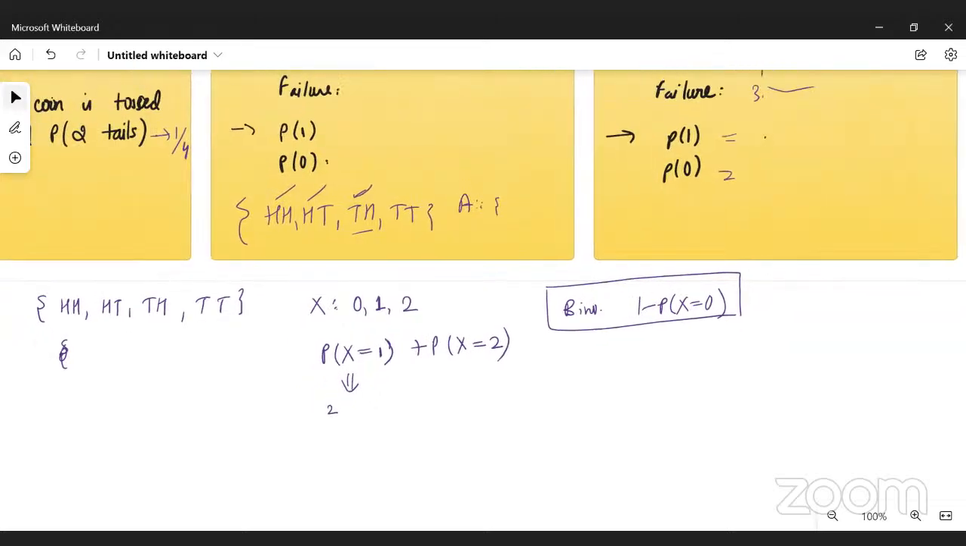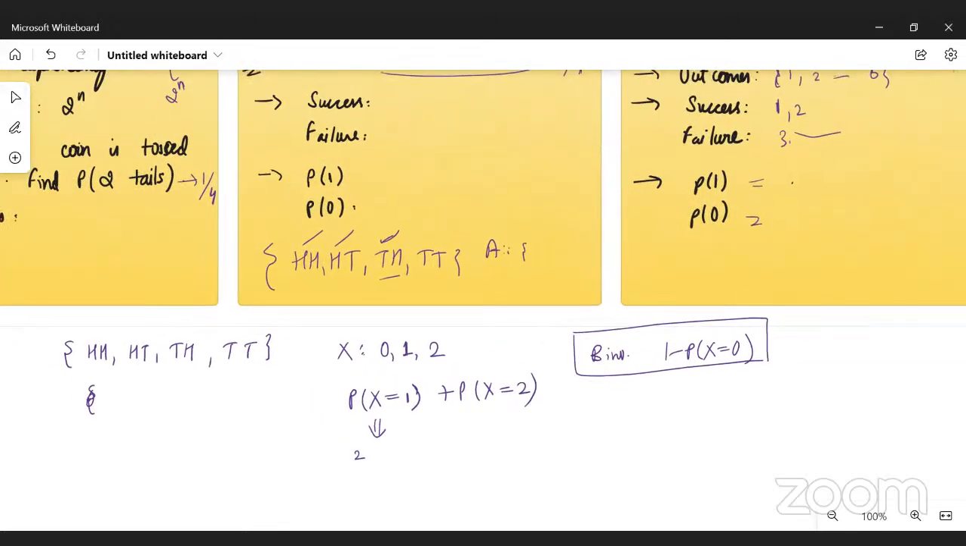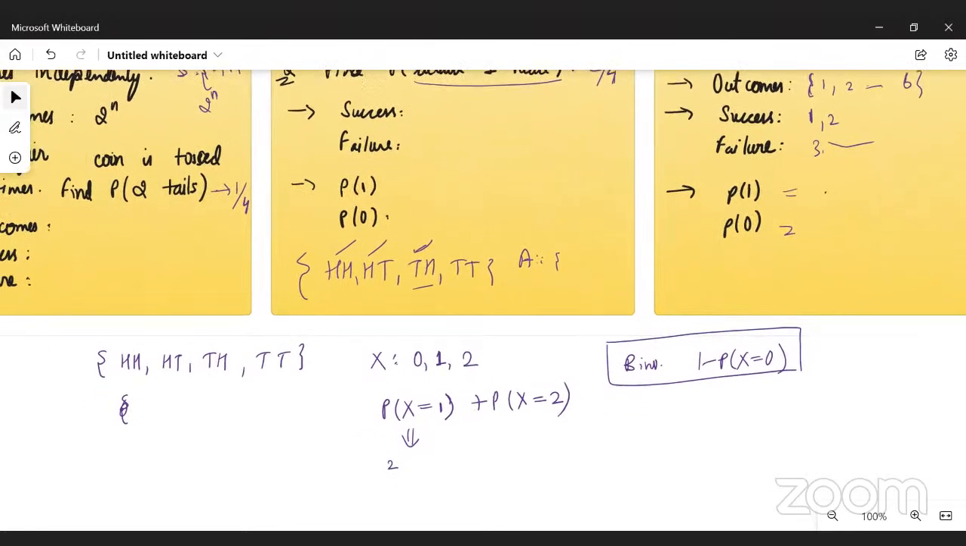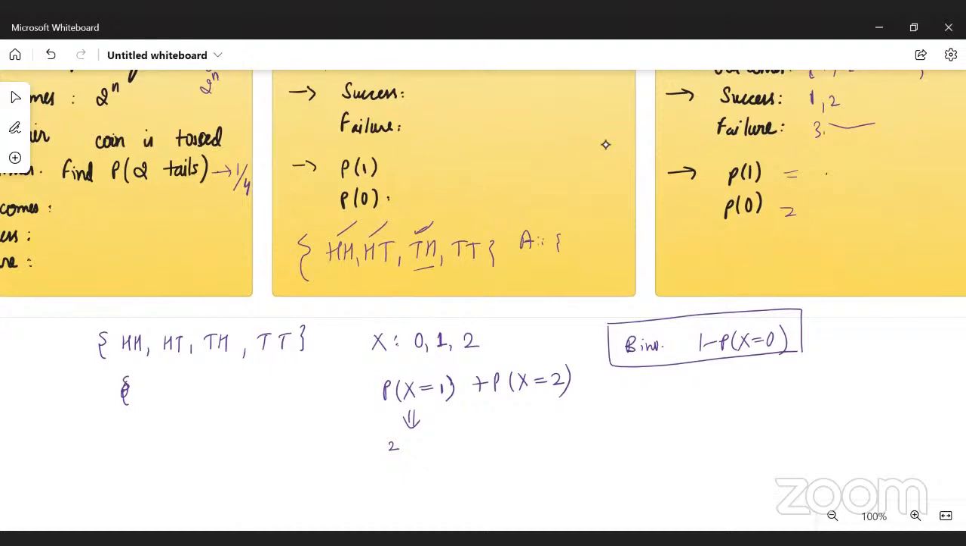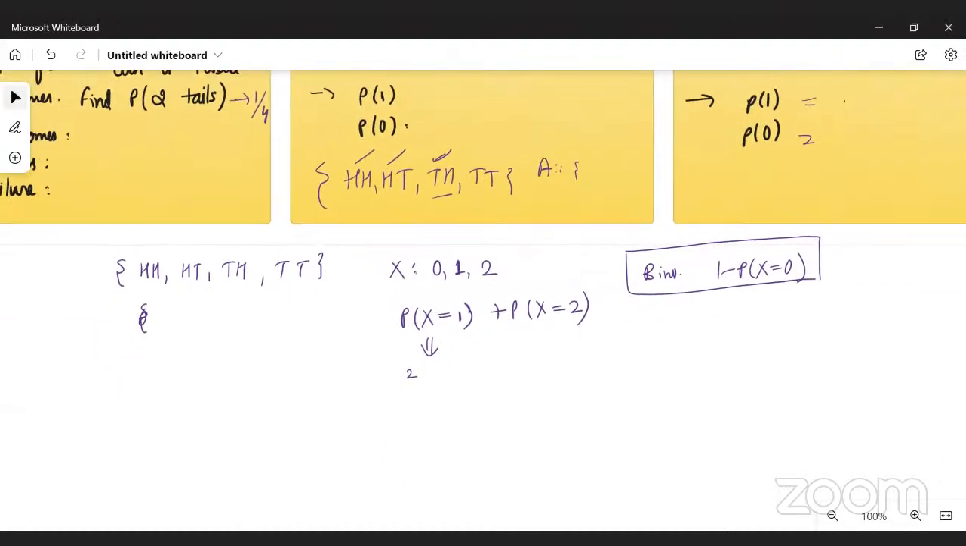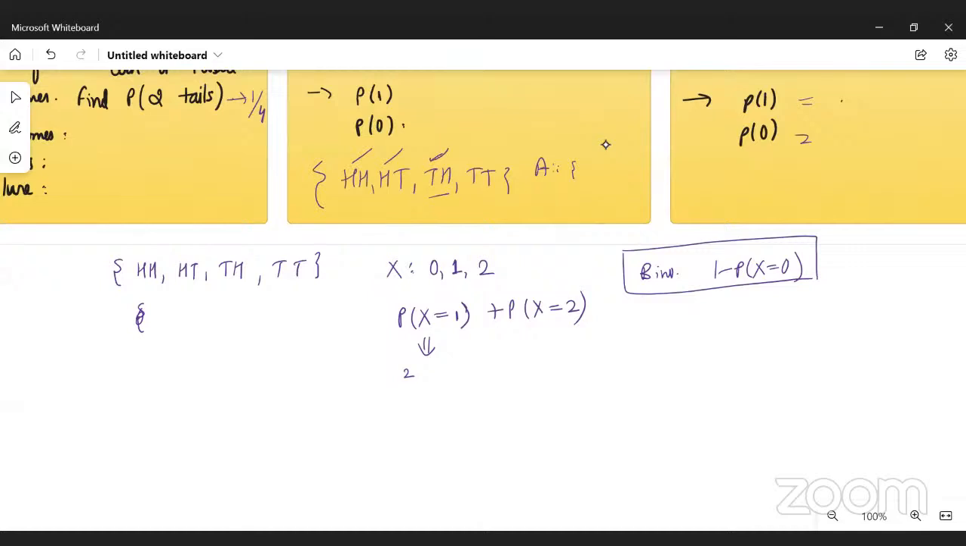Ma'am, I have a question. Okay, let me finish this first. If we want to do this using the binomial distribution, you can either find this probability or you can find 1 minus the probability X equals 0. Both will give the same answer, right? Because the range of values that X is taking is just 0, 1 and 2.